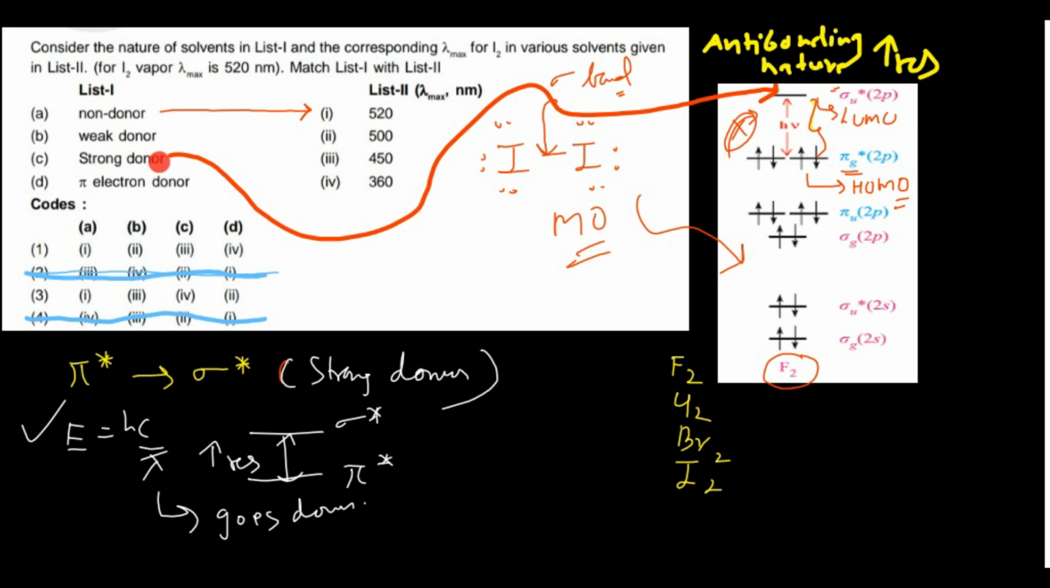For the non-donor we have already seen 520. The next possible value for strong donors is 360. So that means B should belong to 360. You can immediately match them like that. In case of the strong donor, this will match with this one. That means A is matching with 1, then C must match with 4. Then check in which option C is matching with 4. Here C is matching with 3, but in the third option C is matching with 4.